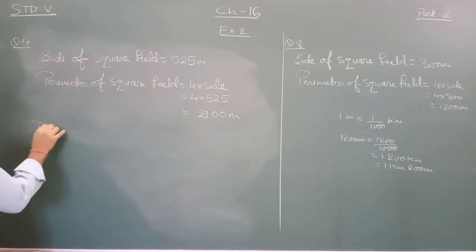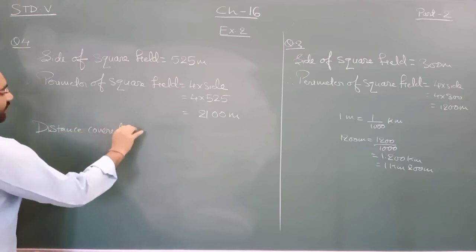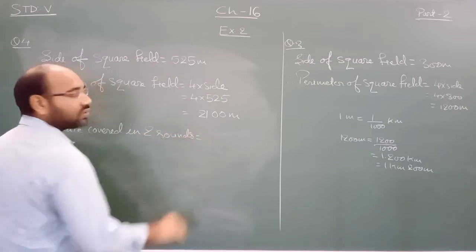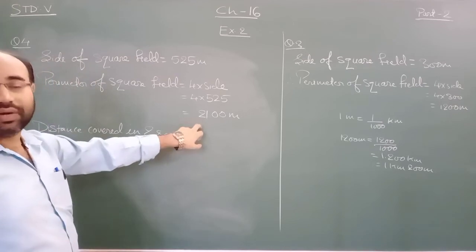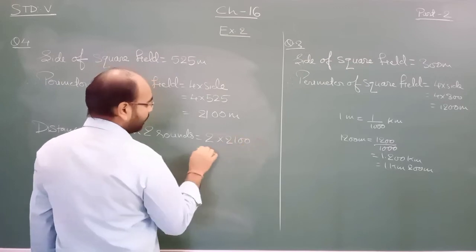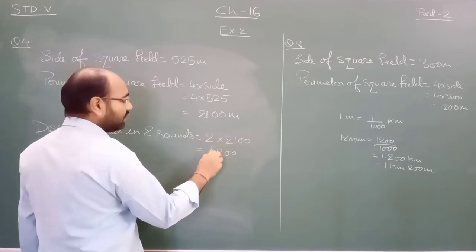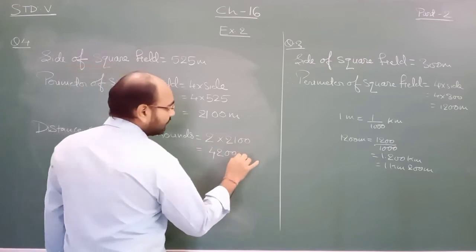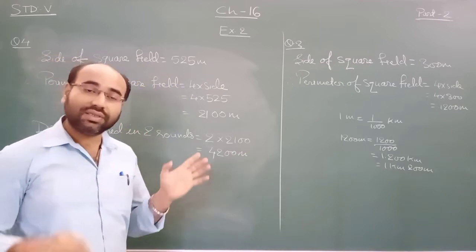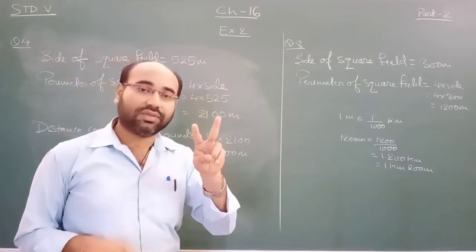So therefore what we will do? Distance covered in 2 rounds. So this is just for 1 round. We have to find out for 2 rounds, so it will be multiplied by 2. So 0 0 as it is, 2 1s is 2 and 2 2s is 4. So the answer comes to 4200 meter, the total distance he will cover when he goes around the square field 2 times.